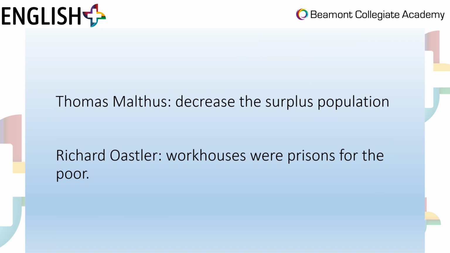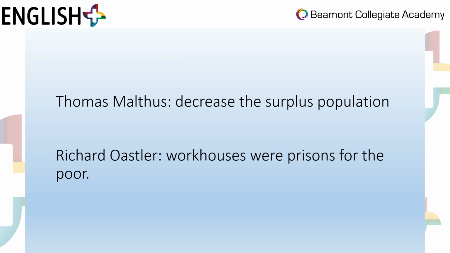Now you have looked at two main thinkers around the society in Victorian England. You've looked at Thomas Malthus. Now remember, Thomas Malthus said decrease the surplus population, and he believed that poverty, war and famine were actually a positive thing in our country at the time, because he believed that it would wipe out the lower class of people who in his eyes weren't contributing to the economy. Remember, surplus means extra, and Thomas Malthus was an economist, so it's important to remember that he was thinking about the financial impact of poorer people on our country.